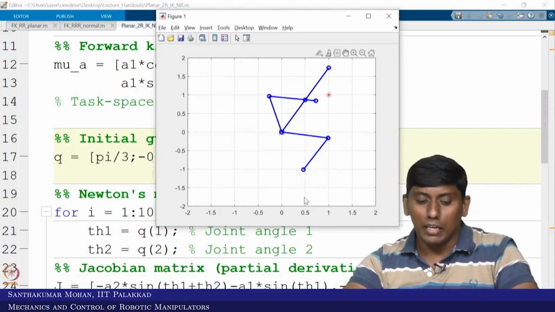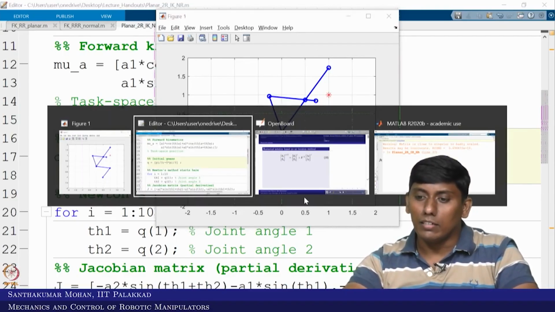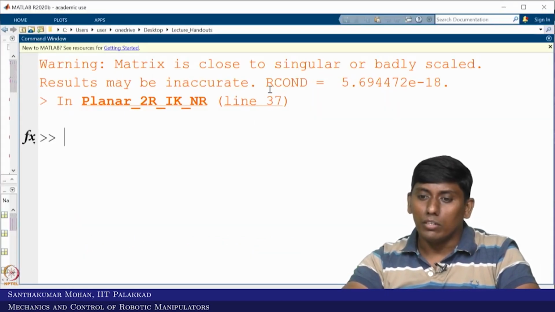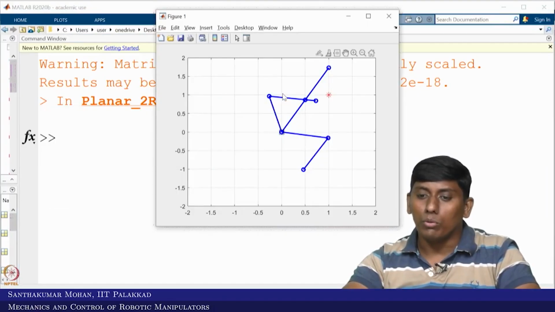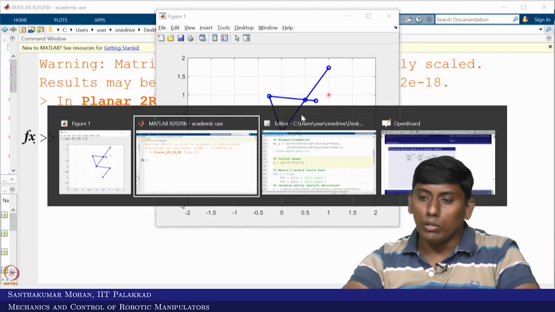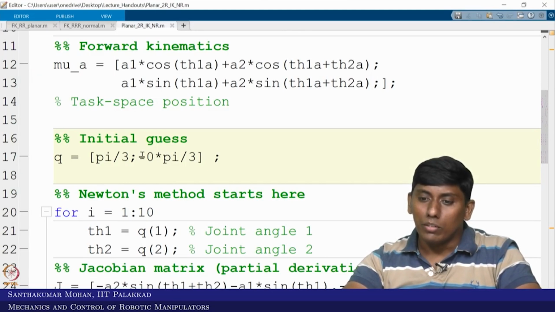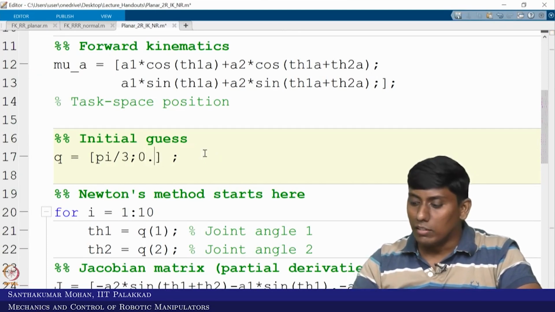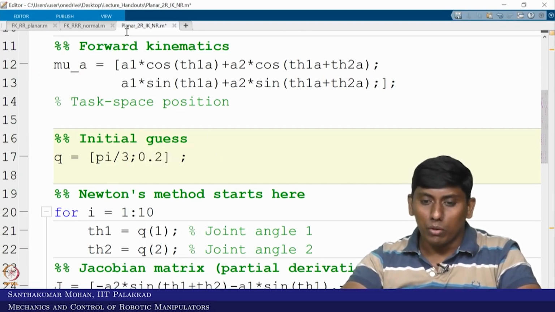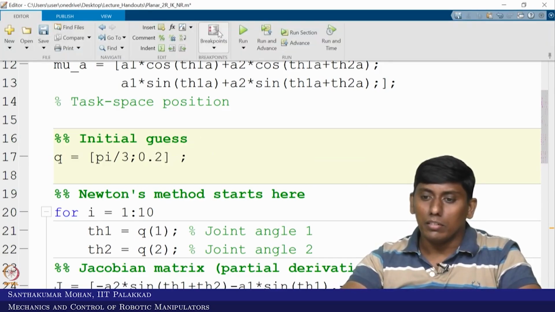Is there any reason? Yes, we have a reason, right. The matrix is very close to singular because we started with the singular point. So now, in order to make it better, I am assuming that this is something like 0.2. Okay, I am just running it.